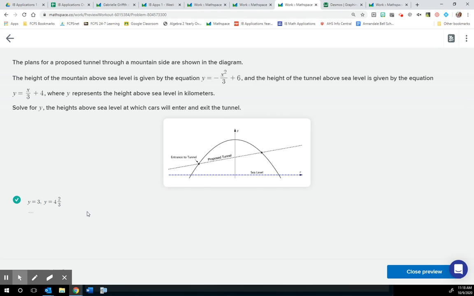And Mathspace says, yes, that works. You could have also written 4 2/3 as a mixed number or as an improper fraction, as in this case, 14/3, and Mathspace would have taken that as well. So unless specifically stated, they always want exact values rather than rounded values.